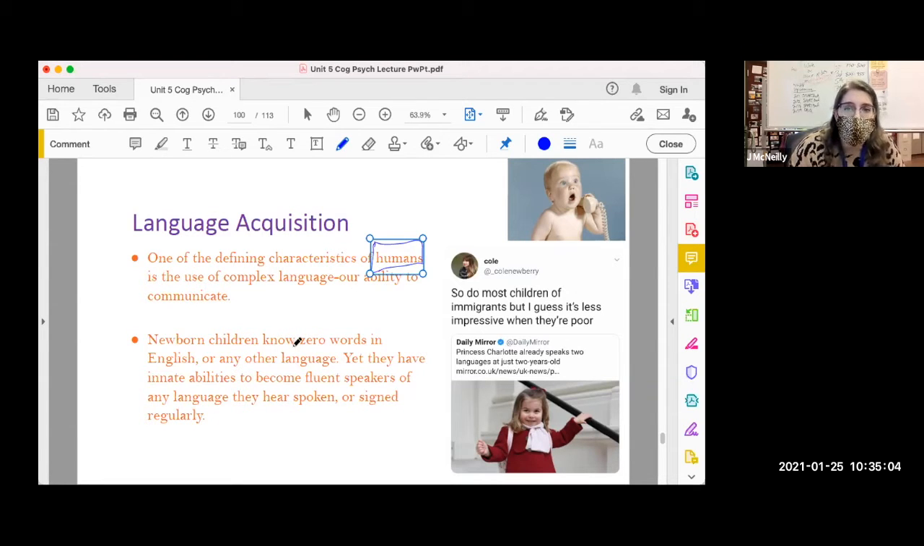Newborn children know 0 words, and yet they become fluent by around the age of 6 years. Okay, so we need to be starting these language classes prior to kindergarten if you really want to have a higher effect. Now, this is something I saw on Twitter years ago, and I thought it was interesting to put in here because, like, Princess Charlotte, who's the child of Prince William and Kate Middleton. Okay, they're talking about how she can speak 2 languages at just 2 years old. Well, yeah, that's common, especially with people of immigrant background.